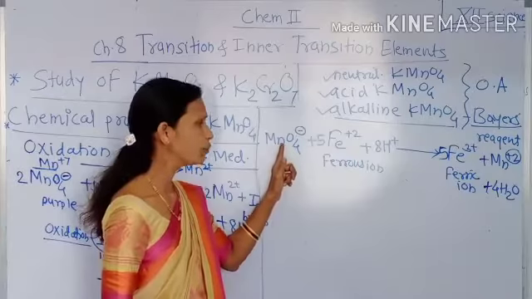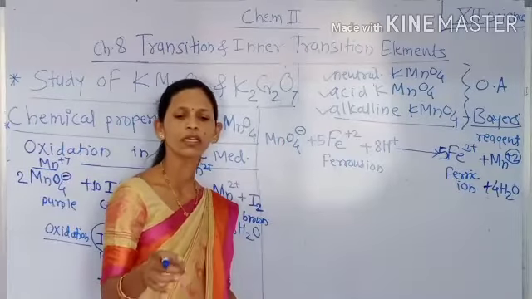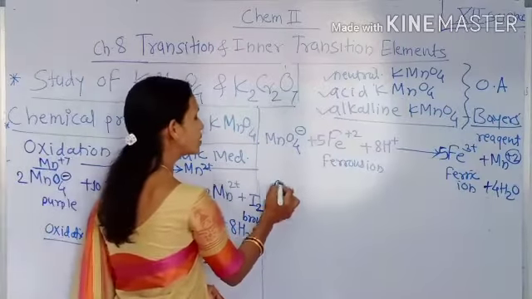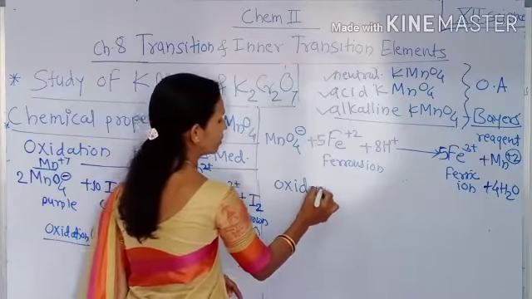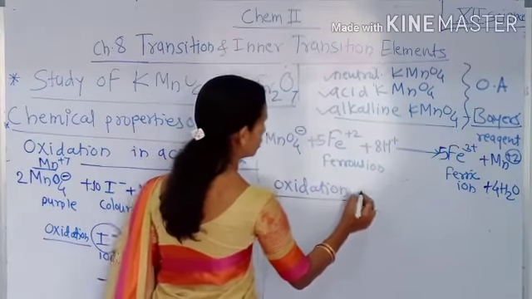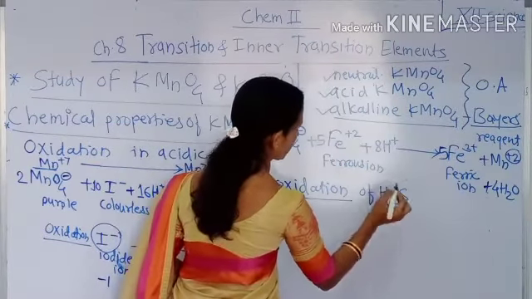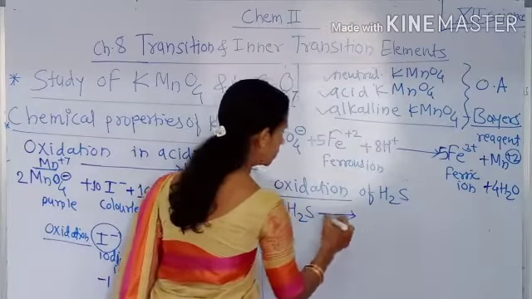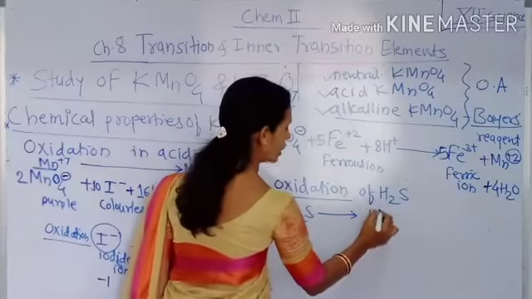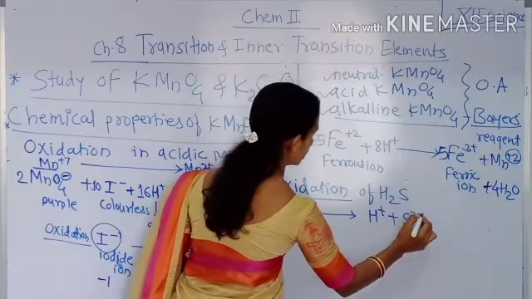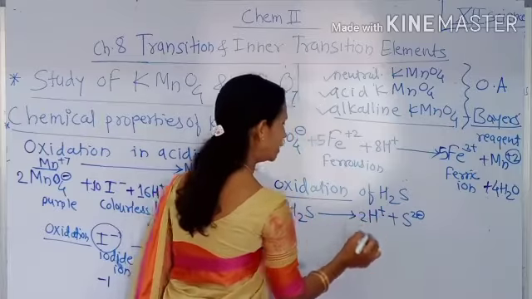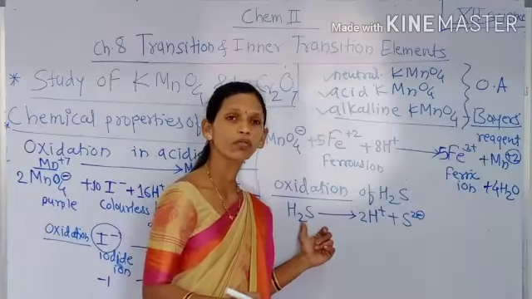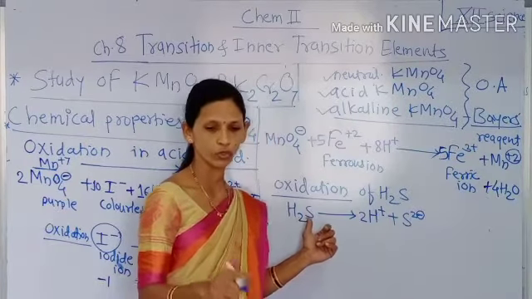Therefore, potassium permanganate is a strong oxidizing agent in acidic medium, and it also oxidizes H2S. That means here the next reaction is the oxidation of H2S. All of you are aware that H2S is acidic in nature. Therefore, it dissociates in aqueous medium into H plus and S2 minus ions, the dissociated ions of the H2S aqueous solution.